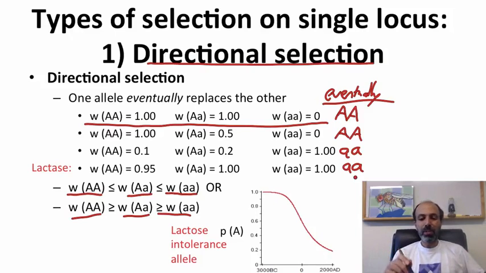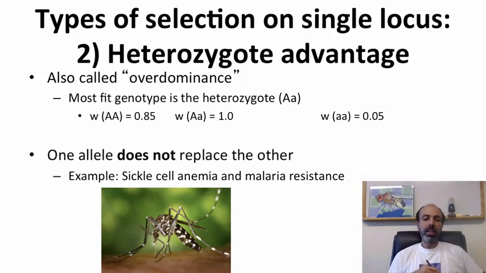Now this may not happen in real life for this particular example because we now can purchase lactase over the counter, but that's the direction that things have been. So these are all cases of directional selection where eventually you go to one form. You eventually go to monomorphism. Here is a different type of selection.